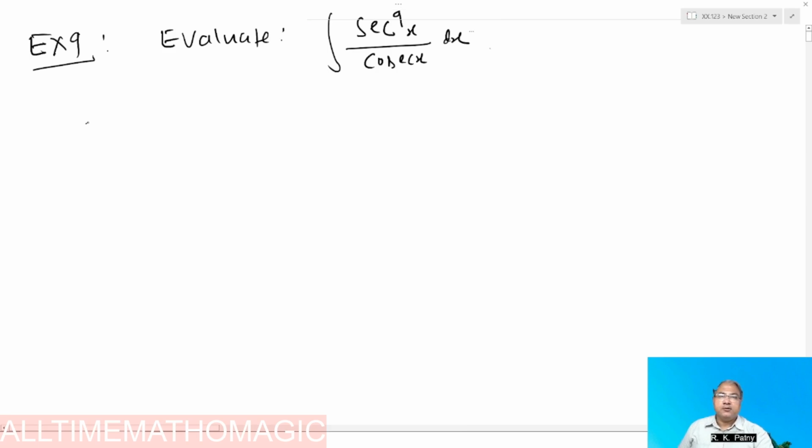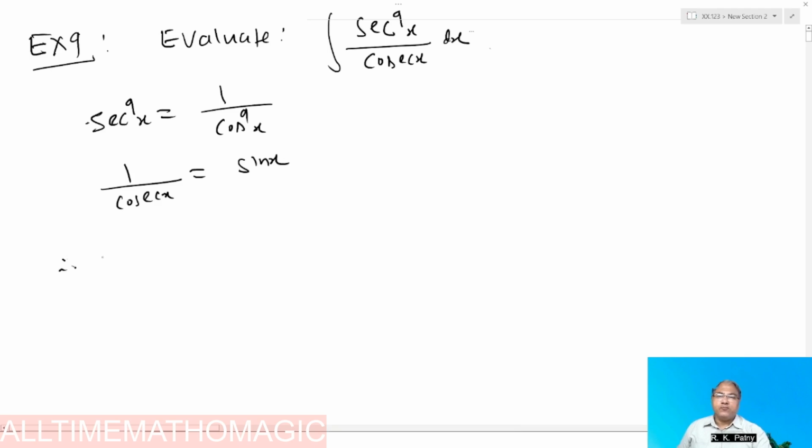First you have to do a little operation here, that is convert into sin and cos, because sec and cosec can be easily converted to sin and cos. Sec raised to 9x can be written as 1 upon cos raised to 9x, and 1 upon cosec x can be written as sin x.